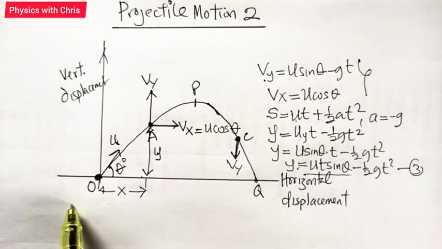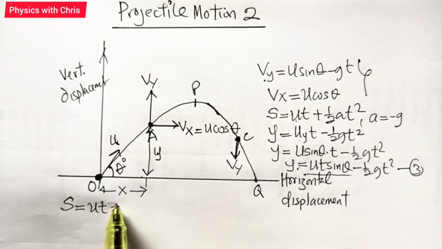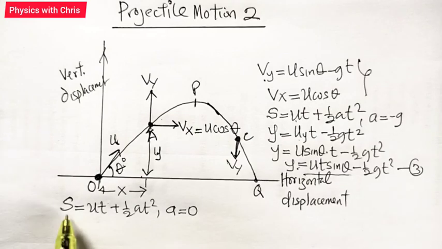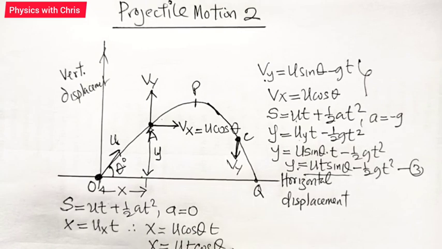Then for the horizontal distance x, we can still use the same second equation of motion, ut plus half at squared. Here, as I said before, the acceleration is 0. The body moves with a constant velocity horizontally, so its acceleration is taken as 0. So x becomes ux times t, that gives me x equals u cos theta multiplied by t, or I can write it as ut cos theta. I can call this equation 4.